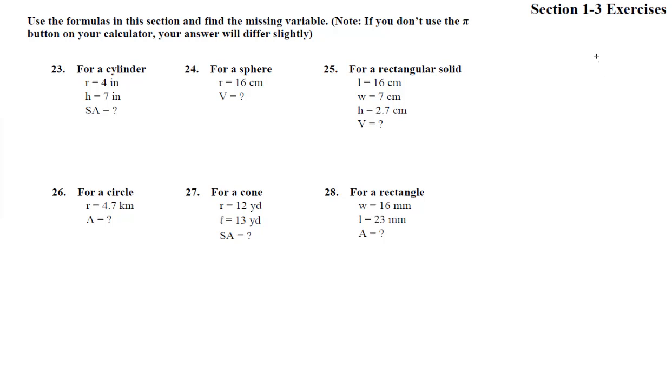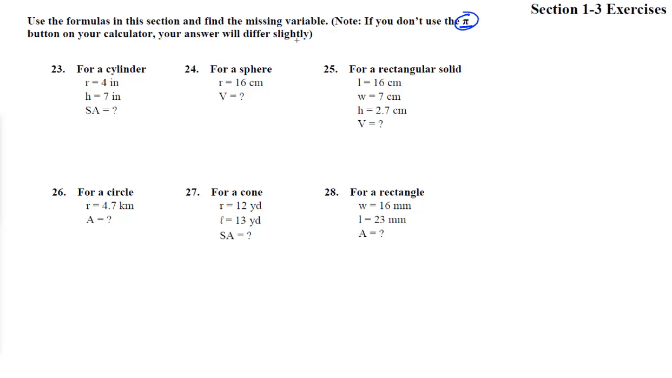Here we are in section 1.3 exercises, and we have the answers to numbers 23 through 28. The instructions are the same as the previous ones. Use the formulas in this section to find the missing variable. Note, if you don't use the pi button, and we need to use that pi button to get a more exact answer. If you use 3.14 or 22/7 or other close approximations of pi, your answers will differ slightly.